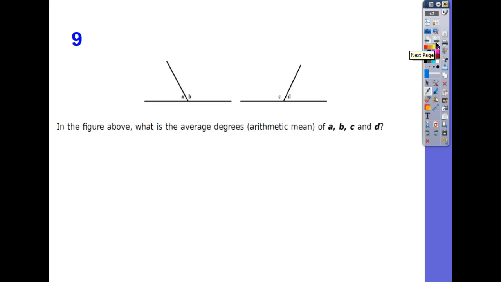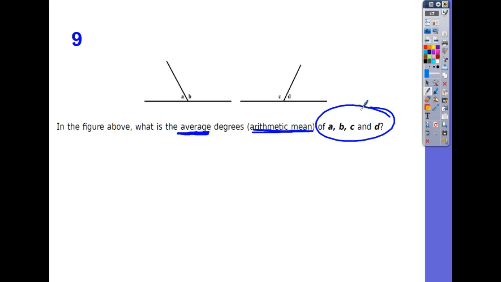So there were 2 problems with problem number 9. First, what it even tells you, the arithmetic mean is the average of A, B, C, and D. How do you find an average? You add them all up and divide by 4, since there's 4 of them. But we don't know exactly what A and B are equal to.